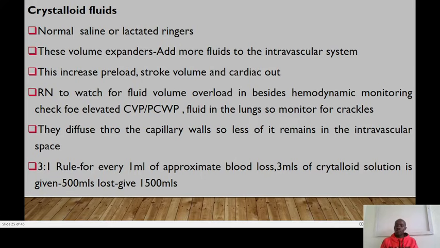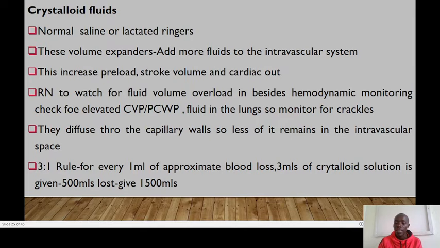But the RN has to watch for fluid volume overload, besides hemodynamic monitoring, checking for elevated CVP and PCWP. Okay, so fluid in the lungs you have to monitor, so you auscultate for crackles. They diffuse through the capillary wall, so less of it remains in the intravascular space. The ratio is usually 3 to 1, the rule being that for every 1 ml of approximate blood loss, you add 3 ml of crystalloid solution.